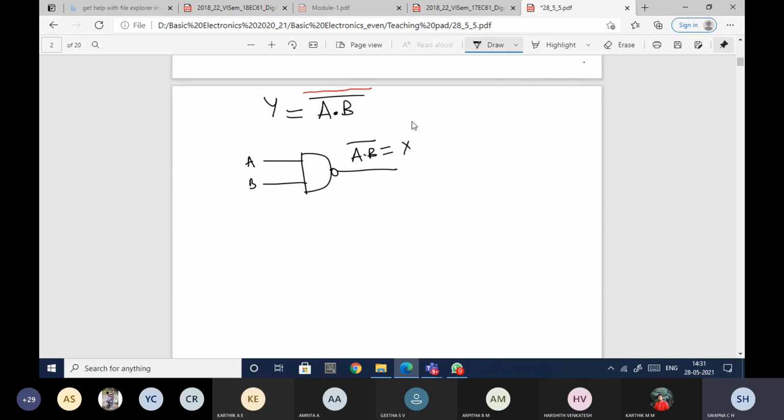Let me explain it in a different way. Let me name this as Y. This AB complement I've got as X bar. Here, A dot B complement I've just got as X, and I need X bar now. If I want X bar, I have to use a NOT gate. But I cannot use the NOT gate because the implementation is using NAND gates.